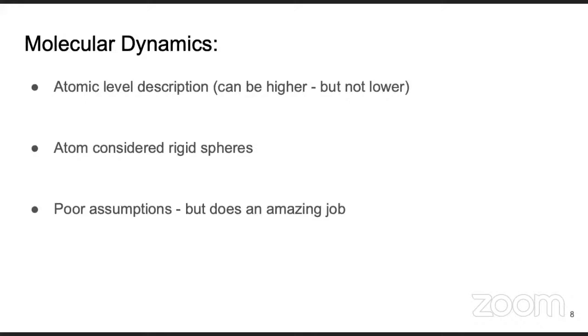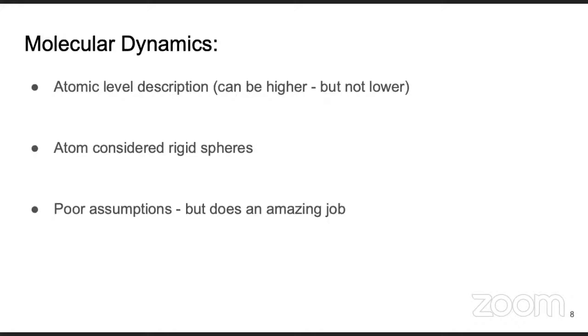So atomic representation was in the middle. The one above that was coarse grained. Now there is one below that as well. Now, when you're doing molecular dynamics simulations, you cannot go below atomic level representation, right? So what is below atomic level?